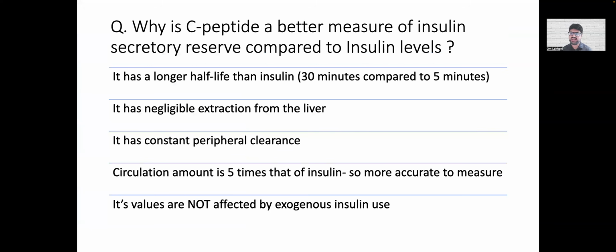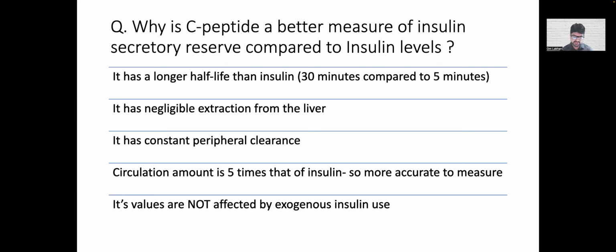Okay, so why is measuring C-peptide better than measuring insulin itself? I told you that insulin and C-peptide are released in equimolar concentration in the body. Then you would be telling me that if both of them are released in equal quantity, why would I not directly measure insulin and why would I waste my time measuring C-peptide? Well, this is the reason why I'm going to tell you.